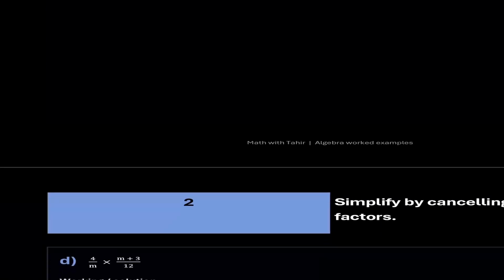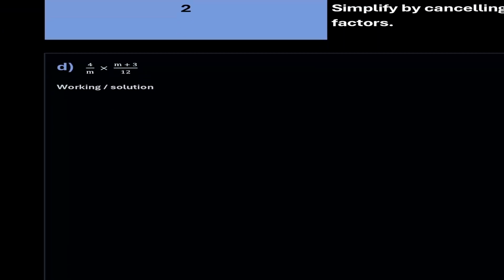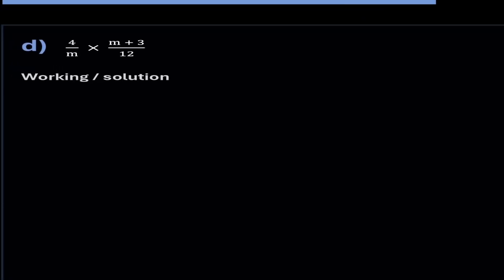Very nice. Okay, what about this? Suppose I ask you to work this out. You've got 4 on m multiplied by m plus 3 on 12. So let's write this out: 4 on m multiplied by m plus 3 on 12.